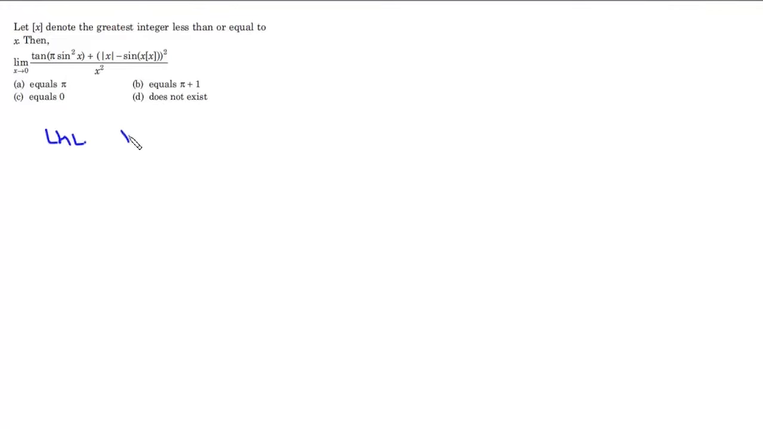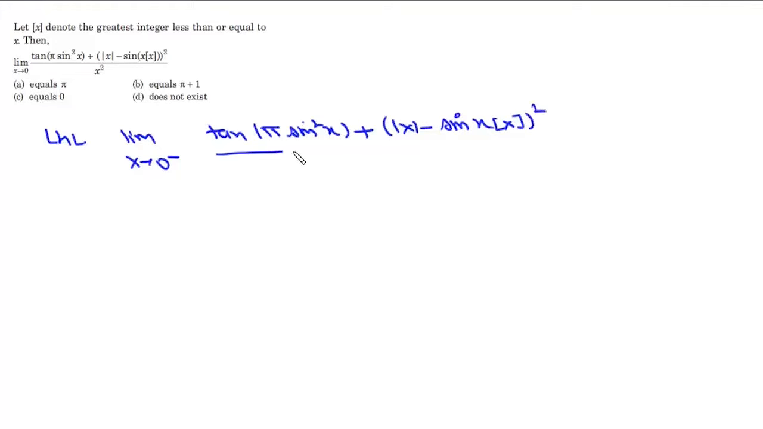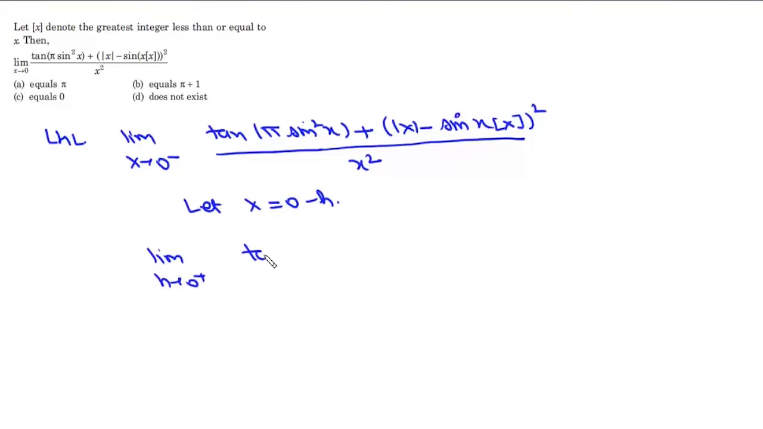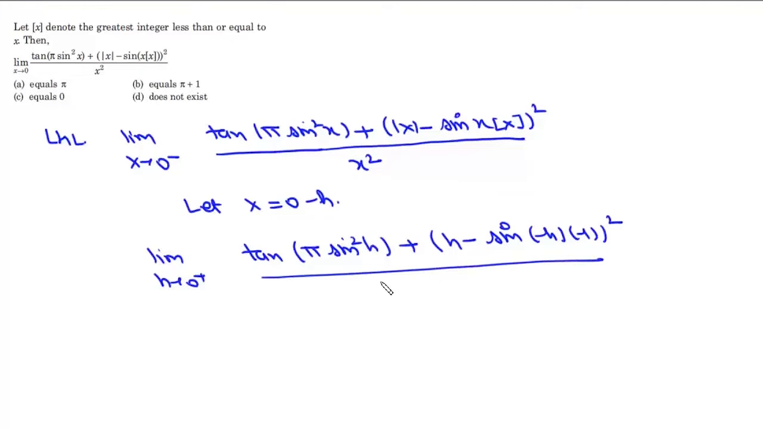So its left hand limit will be limit x tends to 0 negative of (10 pi sine square x plus mod x minus sine x into greatest integer of x) whole square, divided by x square. Now we'll let x as 0 minus h. In this case, it will be this limit h tends to 0 positive, and this is 10 pi into sine square h plus, now this is h minus sine, now this is minus h, and greatest integer function of minus h is minus 1, whole square upon h square.